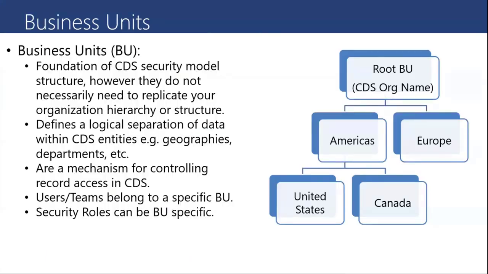So business unit is, again, foundational to a CDS security model structure, right? But usually people confuse a business unit structure with an organization structure. It should really not replicate your organization structure. It may in certain cases, but ideally you should avoid it, right? And you should design it more from an application security boundary or data segmentation standpoint.